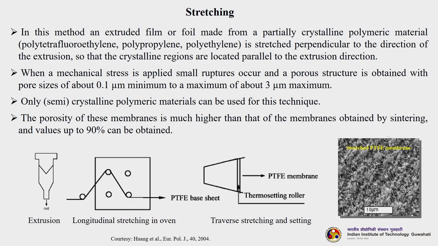So, when you create cracks and ruptures by giving mechanical stress, then later on you have to go for a process in which you are going to wash these membranes, so that whatever loose or adhered particles are attached to the surface of the pores will get washed away and the pores become clean. So, only semi-crystalline polymeric materials can be used for this technique. The porosity of these membranes is much higher than that obtained by sintering, and we can get up to 90% porous. So, you can have a longitudinal stretching inside an oven, or you can have a transverse stretching and setting, and this particular image is for a stretched polytetrafluoroethylene membrane.